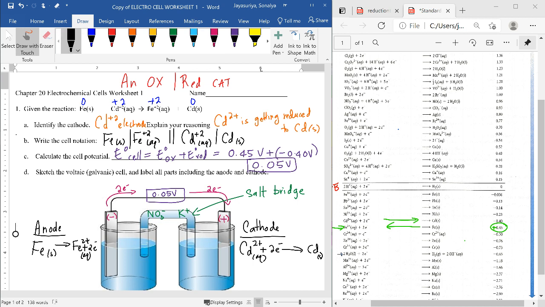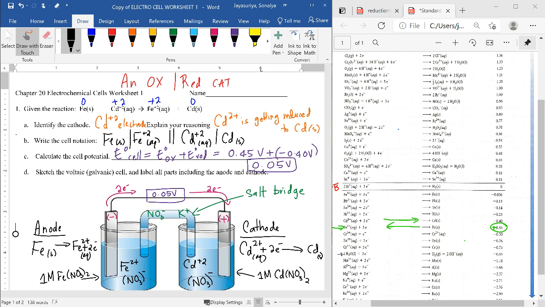And before we forget, inside our solutions, we must have Fe2+. I'm going to say this is an aqueous solution of iron nitrate, okay? And it's floating around. And then on this side, I'm going to say this is cadmium nitrate, because you need aqueous solutions to balance out. So I'm going to say these are both 1 molar concentration of Cd(NO3)2, and this is a 1 molar concentration of Fe(NO3)2.